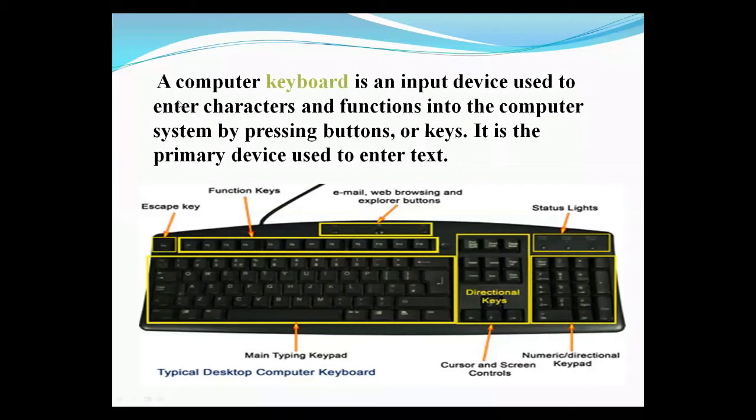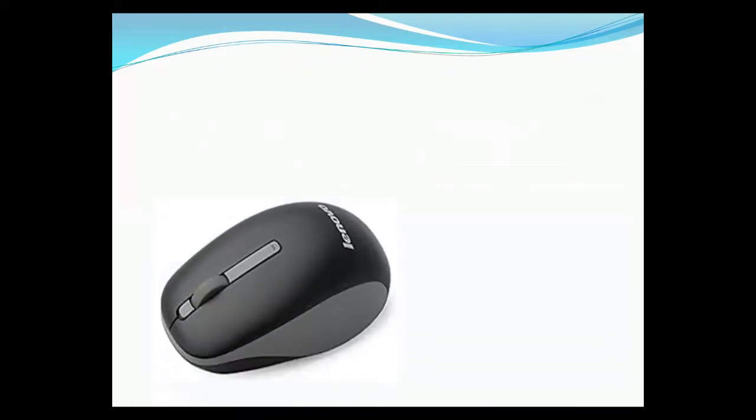I'm repeating. A computer keyboard is an input device used to enter characters and functions. The alphabetic keys and the number keys are all characters, and the function keys are F1, F2 up to F12. All of these are entered into the computer system by pressing buttons, and all of these buttons are also called keys. It is the primary device used to enter data. Hope you all understand. Now we move forward.